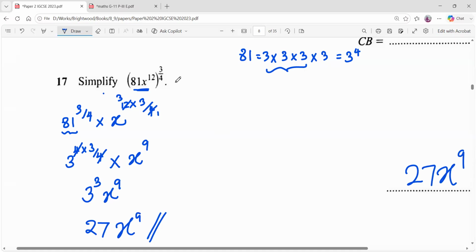We can expand. Okay? Because of this one, you have to think with this power. You have to think with this power. Okay, according to that one, I simplify because they are having over 4. So I try to write 81 with the over 4 and also x with the over 4. Clear? Is it fine?